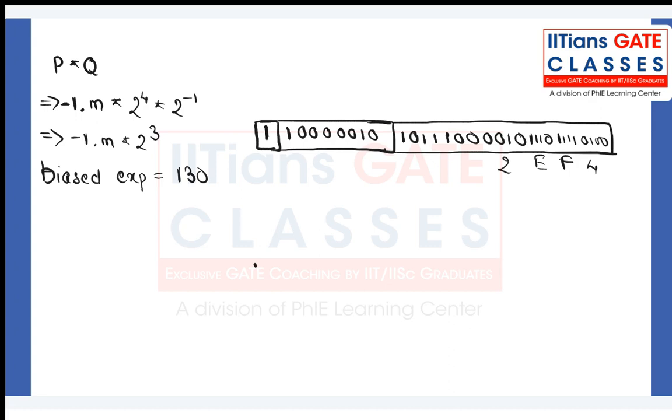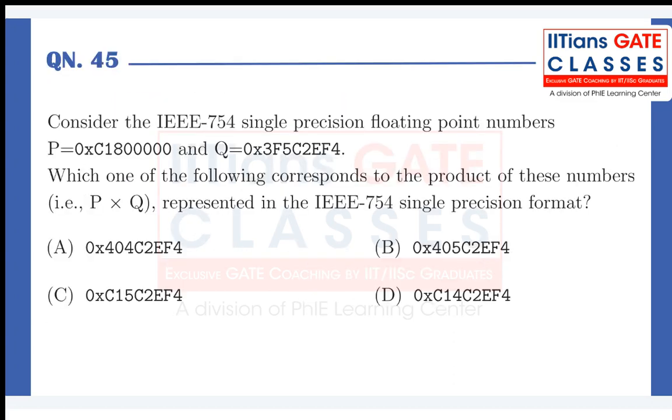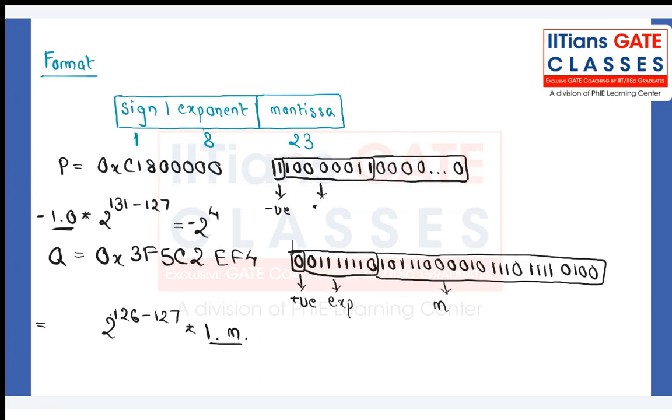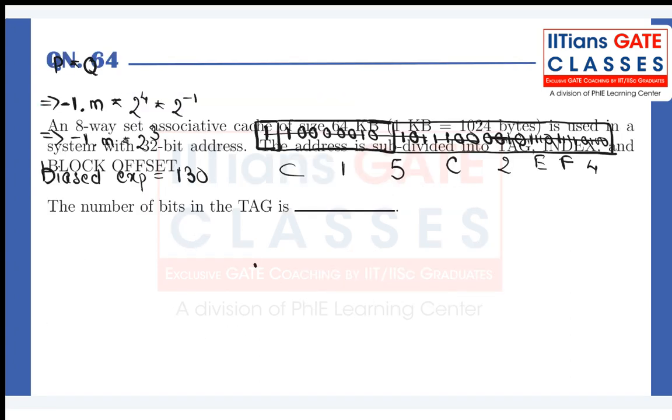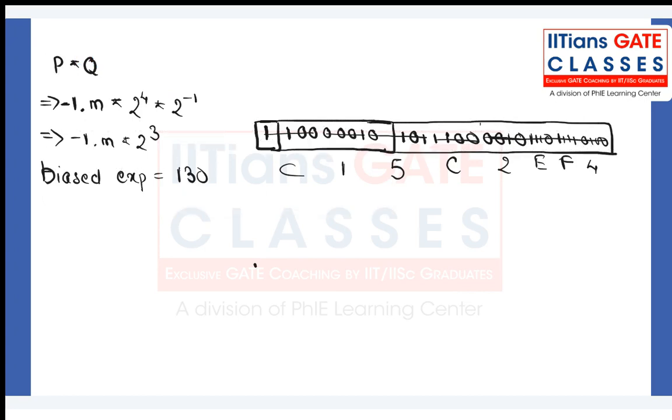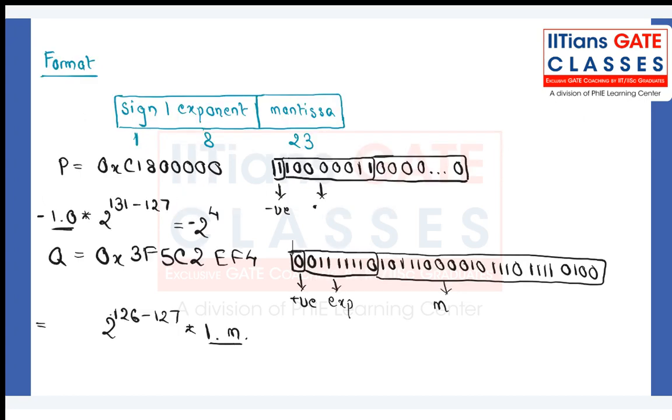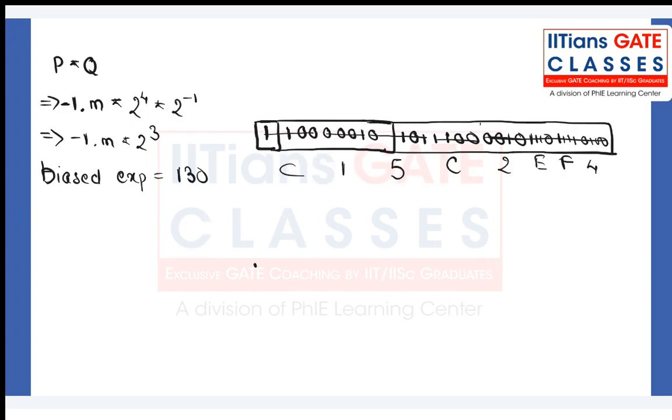So till here I'm done. This is C, here I'm done. This is 5, here I'm done. This is 1, this is C, C1 5, C2 E4. C15, C2, E4. Option C is the right answer. One thing that you might think is I'll convert this to binary, but if you convert just P, you get 1 times anything is itself.